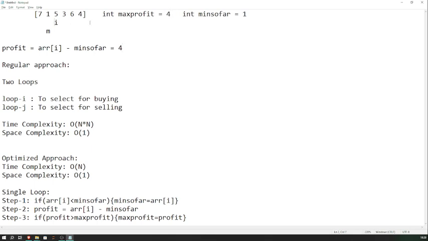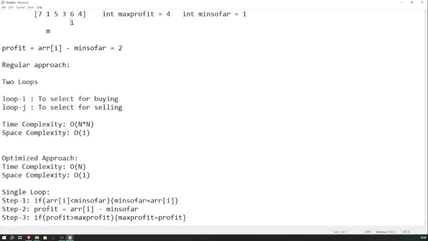Okay, now I plus plus, 3. So let's see if 3 is less than minimum so far. No, 3 is not less than minimum so far. So minimum so far still remains 1. Now profit 3 minus 1, 2. So 2 is not greater than maximum profit. So maximum profit will still remain 4.